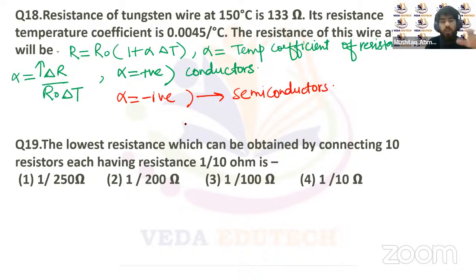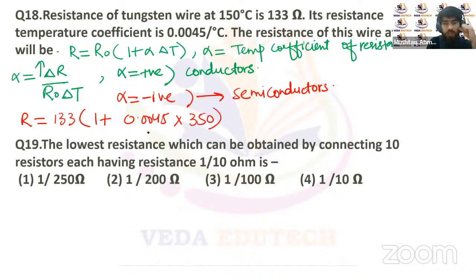So we have to calculate the resistance of this wire at 500 degrees centigrade. The new resistance will be the old resistance, that's R naught, given as 133, multiplied by 1 plus alpha, given as 0.0045, multiplied by delta T. The delta T is 500 minus 150, that will be 350. You just multiply these two factors, and you will get the new resistance of this conductor.